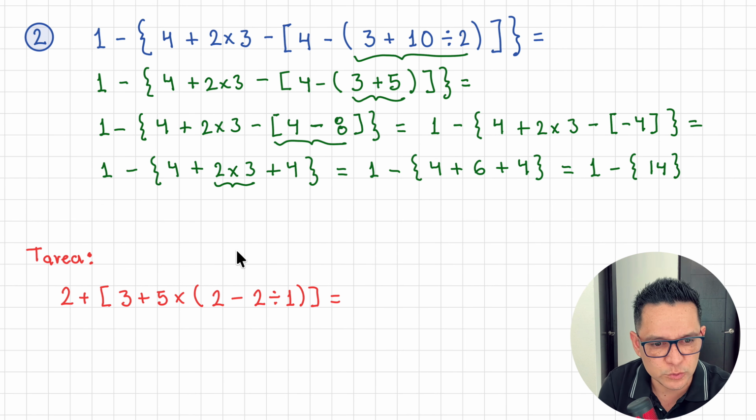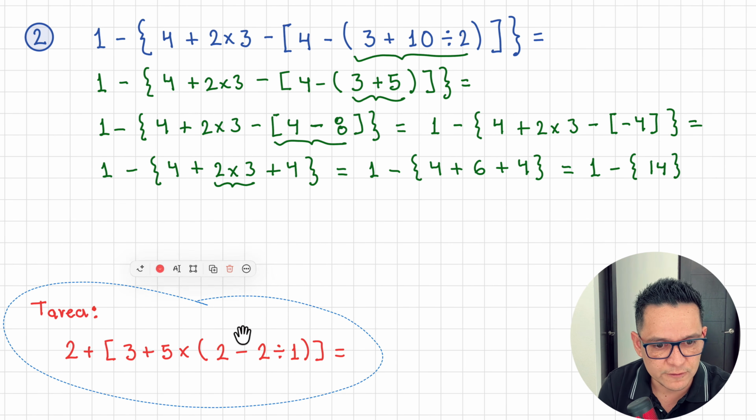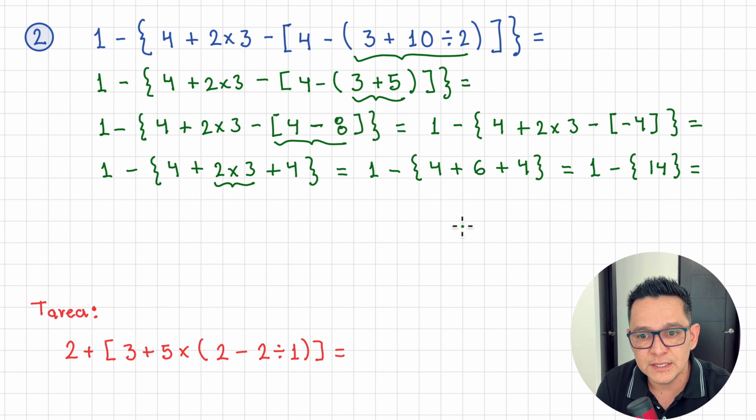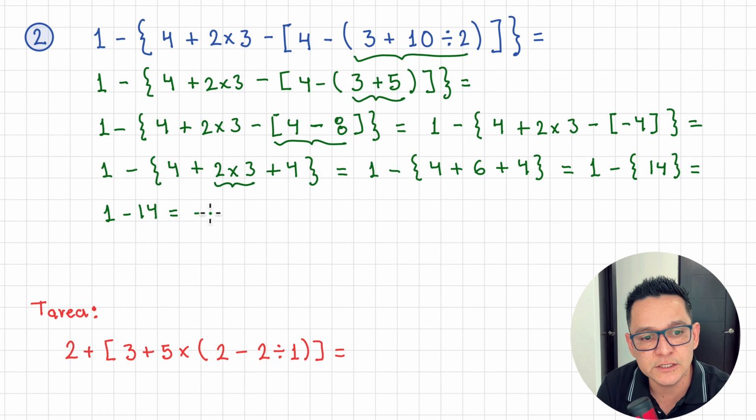Let me move this down a little bit, because this one is for homework. Anyway, you're going to do it yourselves right now. And look, now I have more space. So let's continue. I write the equals sign, and now I have 1 minus, with 14 inside the brace, so let's remove the brace. So I end up with 1 minus 14.